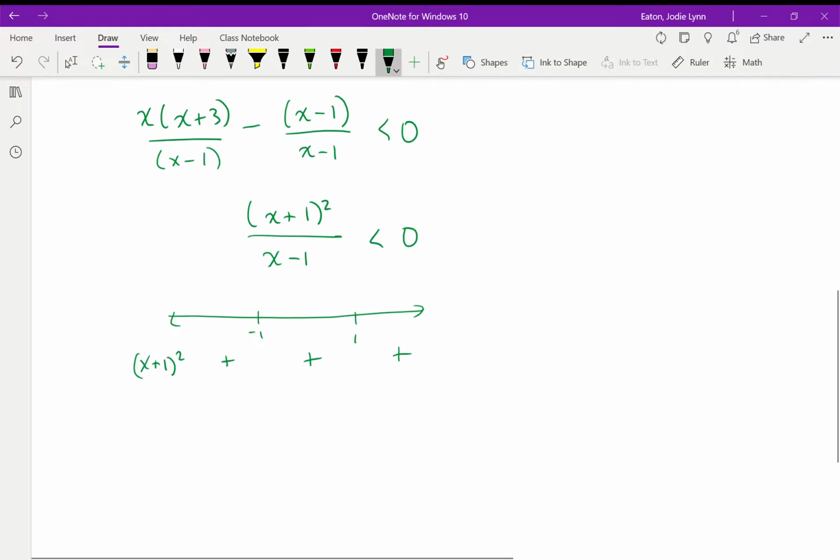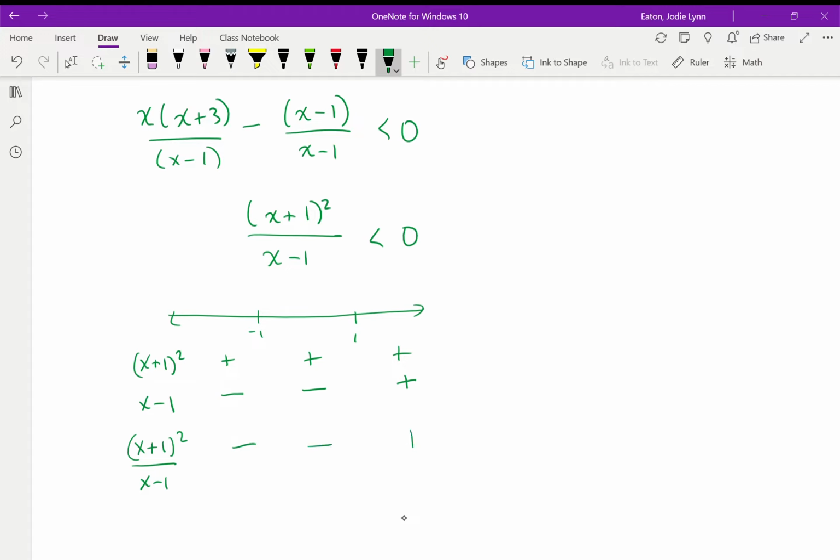Okay? And x minus 1 is going to be, when we are less than minus 1, negative. When we are between minus 1 and positive 1, it's going to be negative. And once we get bigger than 1, it's going to be positive. So their quotient, x plus 1 squared over x minus 1, is going to be negative, negative, and positive. So we are given the same ranges.